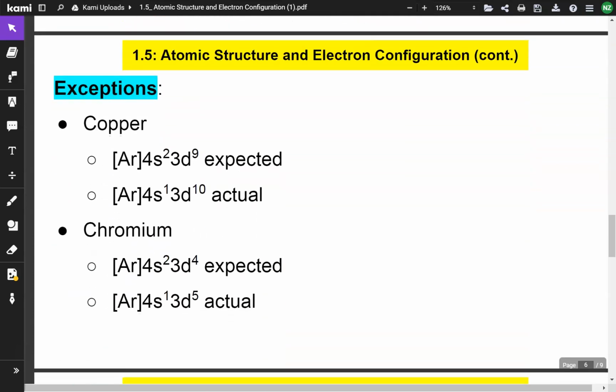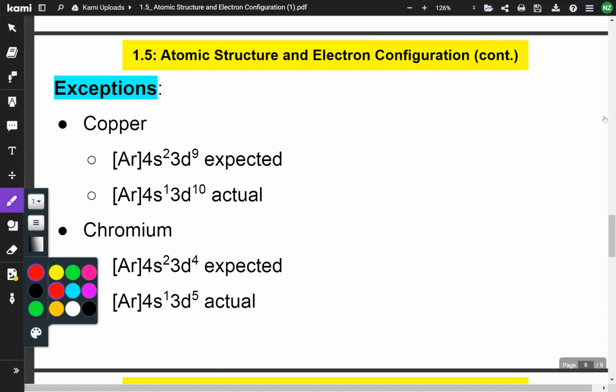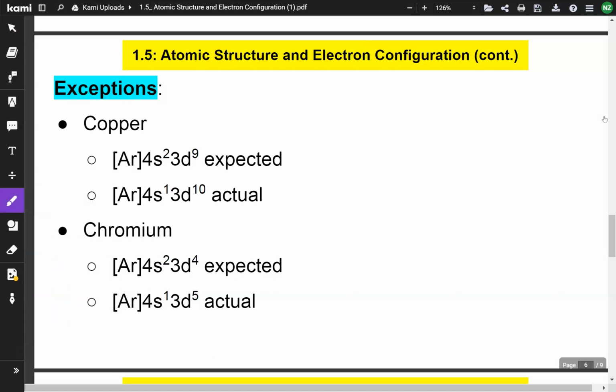All right, there are some exceptions, copper and chromium. So I just want to show you here. So copper, for example, if we were writing this out in noble gas notation, I would fill up the s, and then I would have 9 left to go into the d. But what happens is we actually take one of those s electrons and put it into that last d to completely fill that up. Chromium, same thing. So we've got 2 and 4. That's what we would expect. So we actually take 1 and move it over to that d to fill that up. Those are 2 exceptions, copper and chromium.